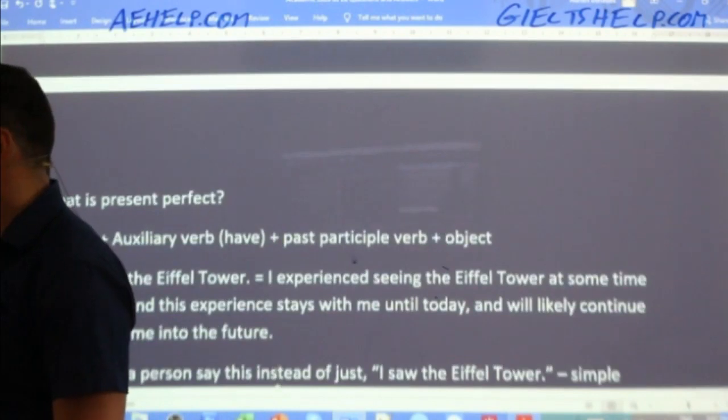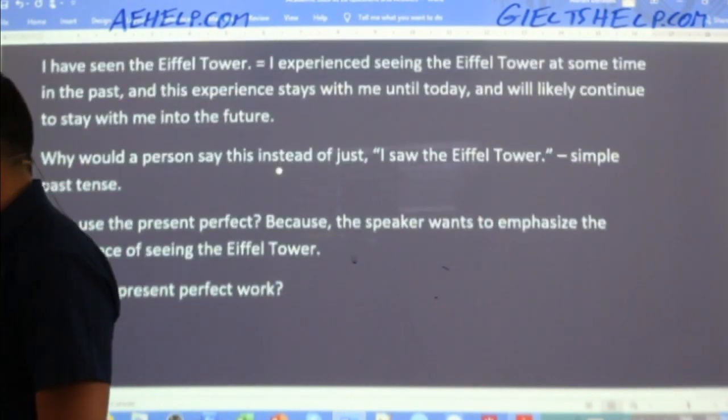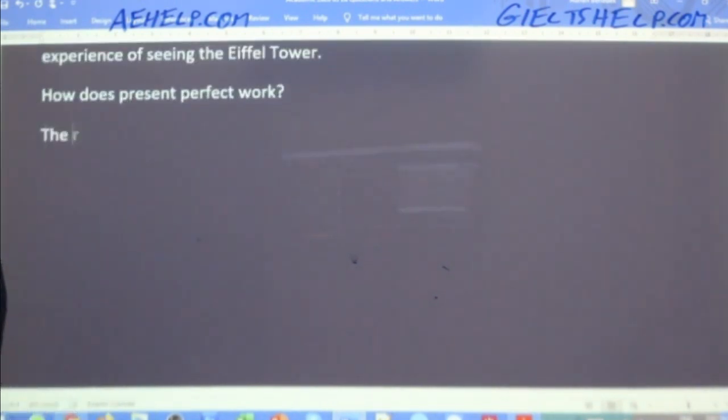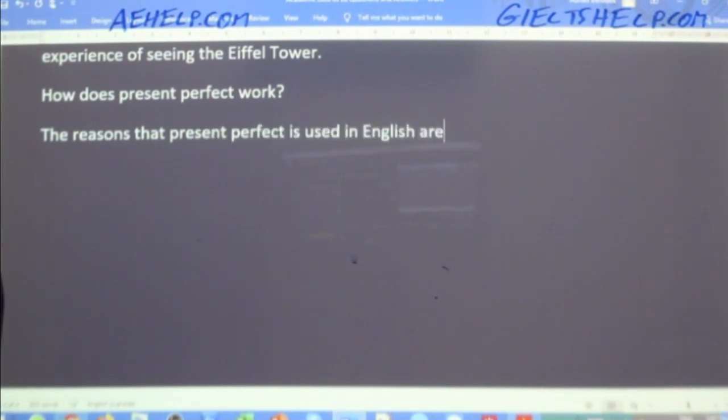Now, just to kind of finish this idea, because present perfect is not just used for experience. So I'm going to give you all 5 of them. The reasons that present perfect is used in English are, and there's 5 of them, okay? 1 is to show experience or non-experience.